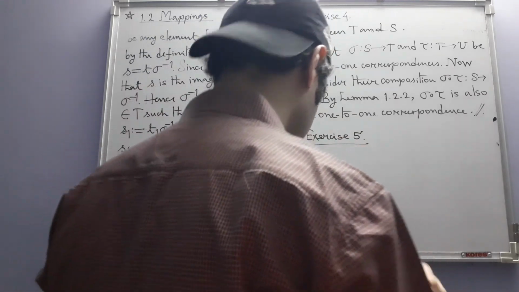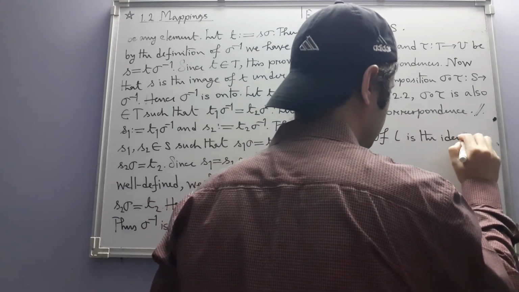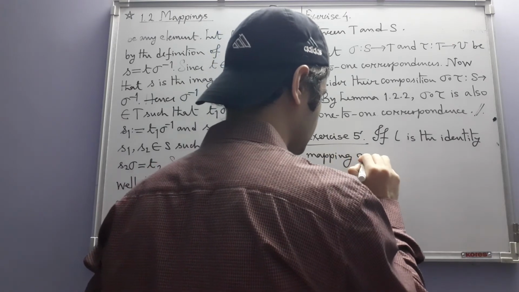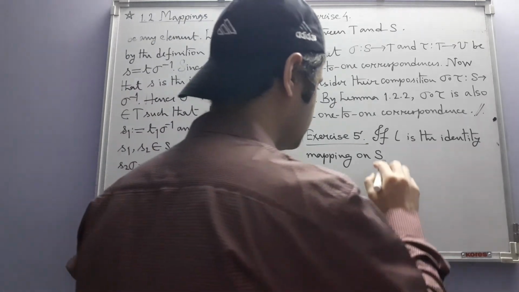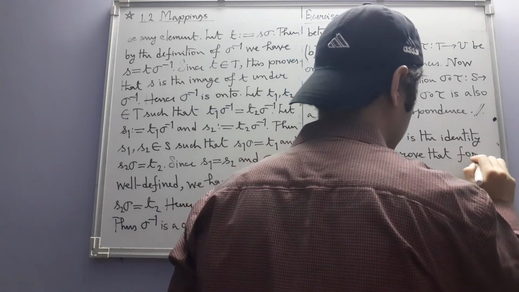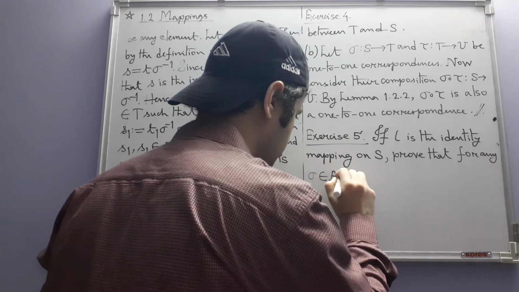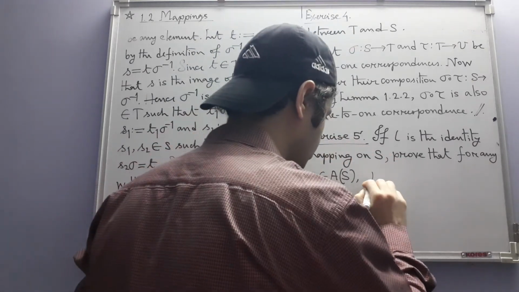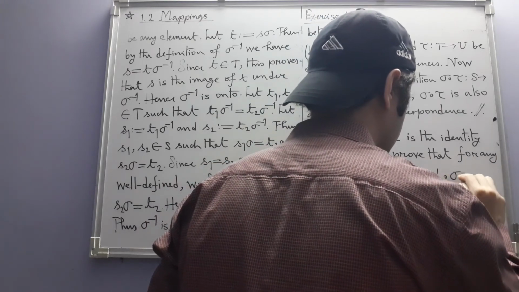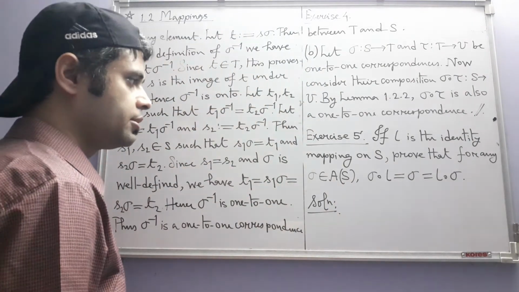This will be rather easy if iota is the identity mapping on a non-empty set S. Prove that for any sigma belonging to A of S, sigma composition iota is equal to sigma, which is also equal to iota composition sigma. So this solution is very easy.